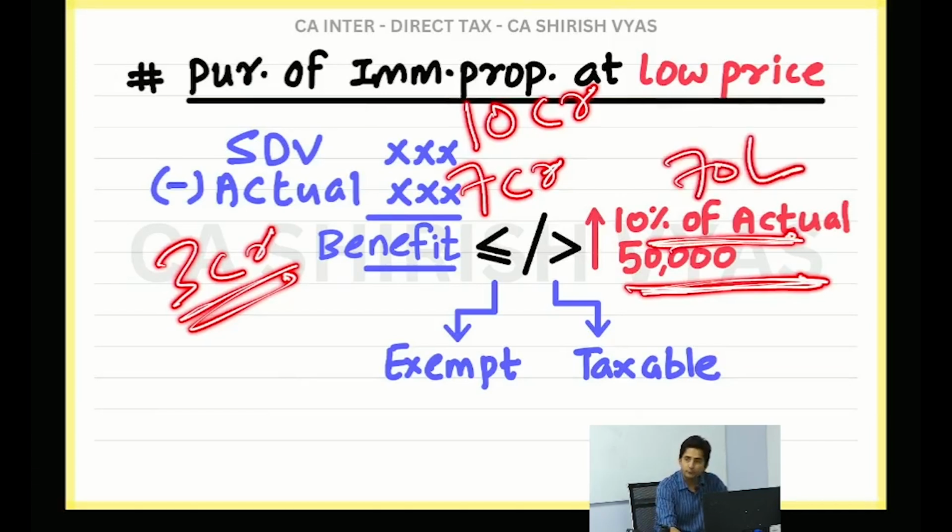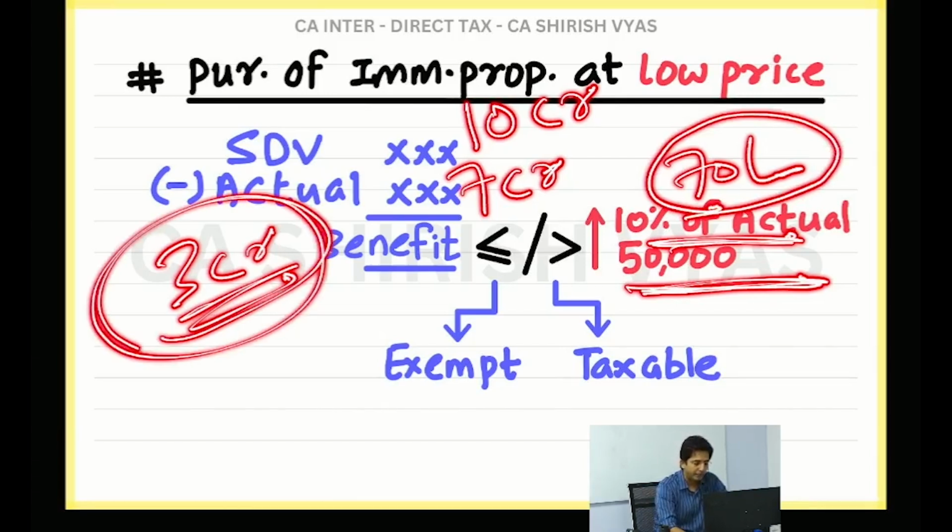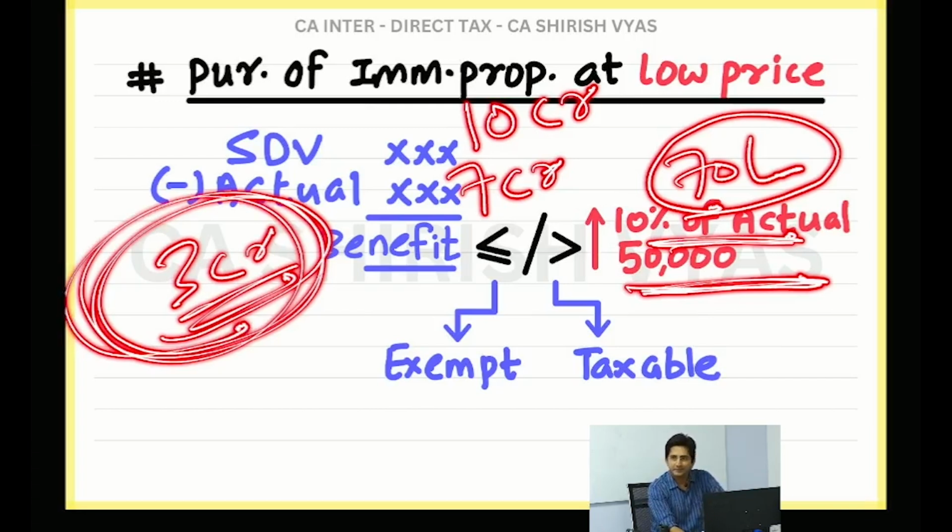And compare it with 50,000, whichever is higher, obviously 70 lakhs. So 70 lakhs is okay. That is the natural bargaining. But I am showing that I bargained and reduced it to 3 crores. It's not believable. Then what will happen? Full 3 crores will be taxable.